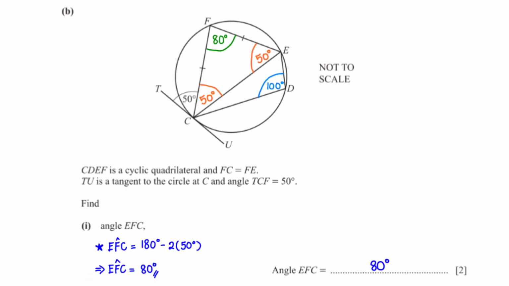CDEF is a cyclic quadrilateral and FC equals FE. TU is a tangent to the circle at C, and angle TCF is 50 degrees. Find angle EFC. Based on the alternate segment theorem, if this angle is 50 degrees, then this angle should also be equal to 50 degrees. The base angles in triangle EFC should be equal. So now if we subtract 2 times 50 degrees from 180 degrees, we get angle EFC as 80 degrees.